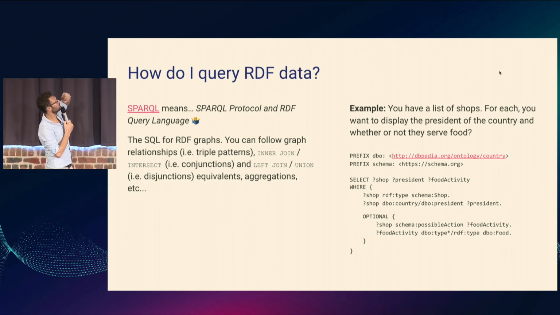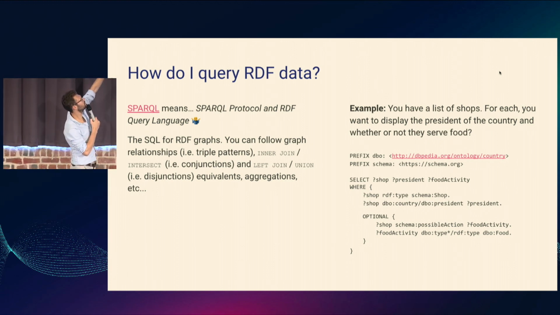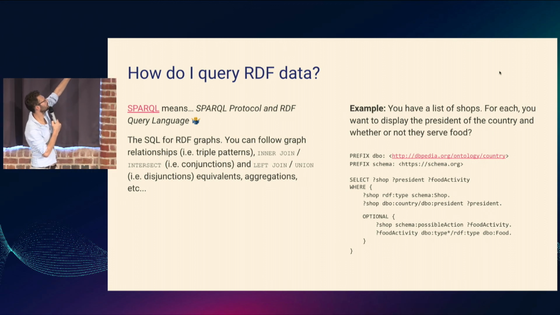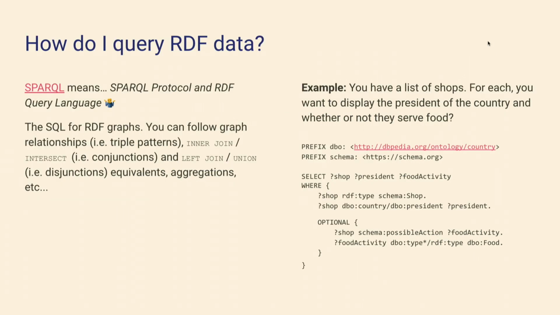If you start at the beginning, you find all of the things that you put in the variable shop that have a type shop, that have this triple, something that is a type of a shop. Then you get this shop, follow the country president relationship, and you get a president as a variable. And you select it. Optionally, you do the exact same thing with the food activities.